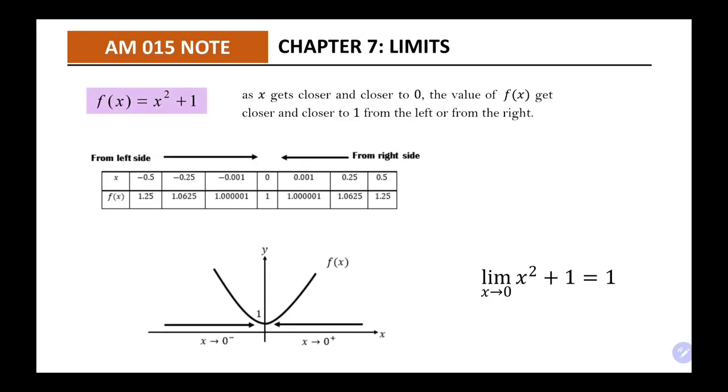Example, if we have function f(x) equals x squared plus 1, as x gets closer and closer to 0, the value of f(x) gets closer and closer to 1, from the left or from the right. It means kalau kita substitute value x equals 0, kita akan dapat 1. Tapi for limit, dia bukannya equals to 1, but closer and closer to 1, semakin menghampiri 1. So, if we put limit x approach 0 of x squared plus 1, we can get answer 1. Limit means we just approach 1.